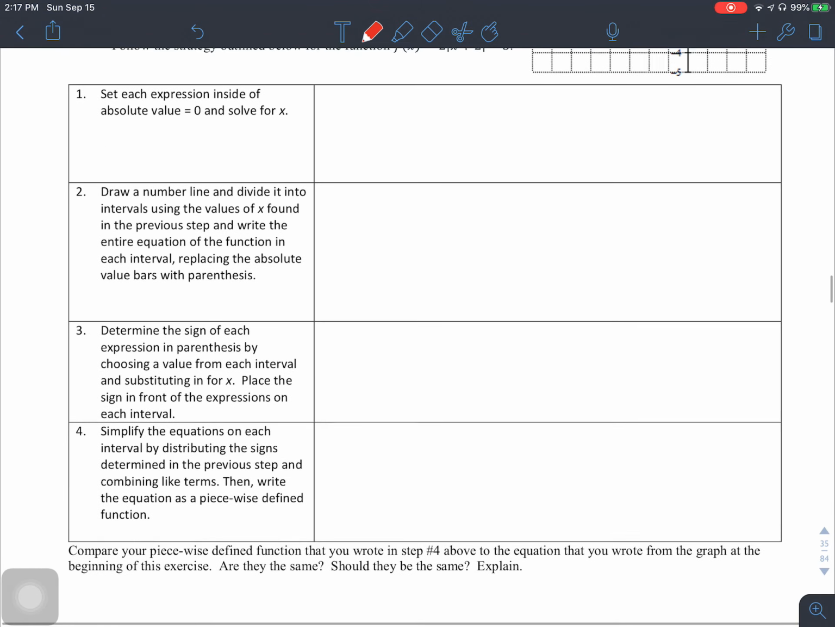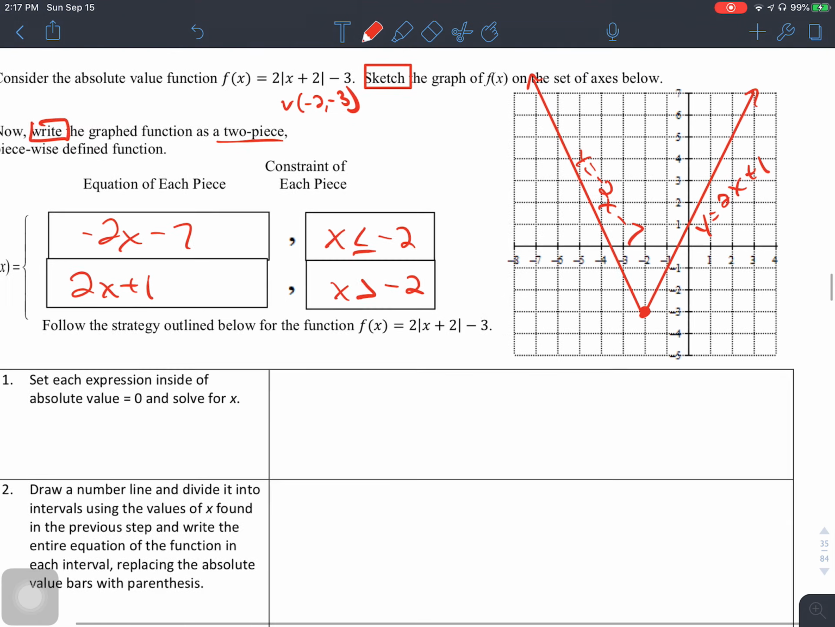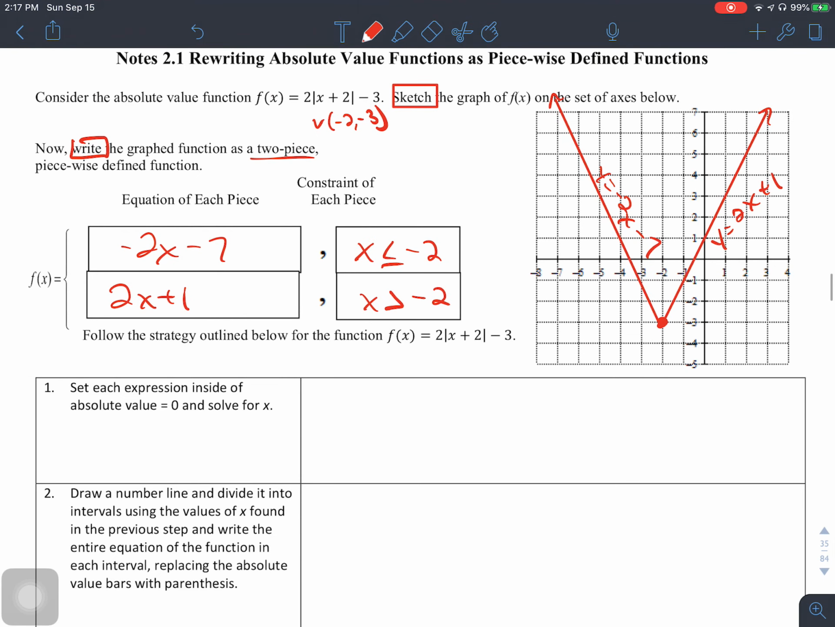There are 4 steps that we're going to follow to do this. We're going to read the steps together, and then we will do what it says to do in an effort to try to see how to do this. Number 1, set each expression inside an absolute value equal to 0 and solve for x. So in this problem, we only have one expression inside an absolute value, and that's x plus 2. So it says take that expression, set it equal to 0, and solve it. We solve it, we get x equals -2.